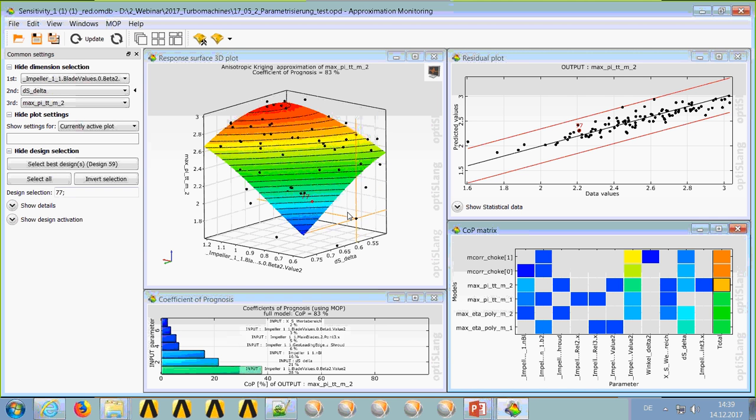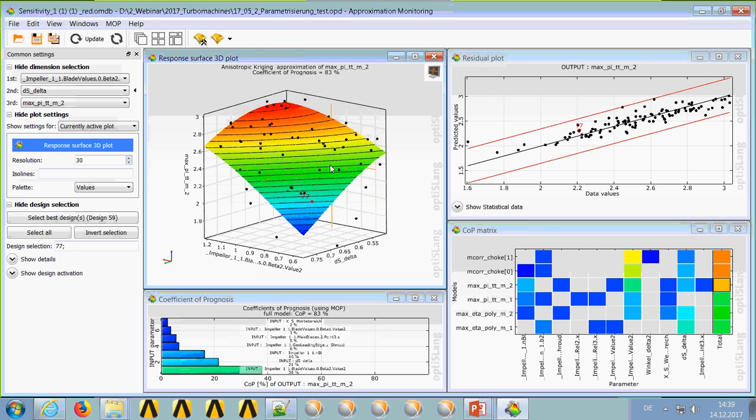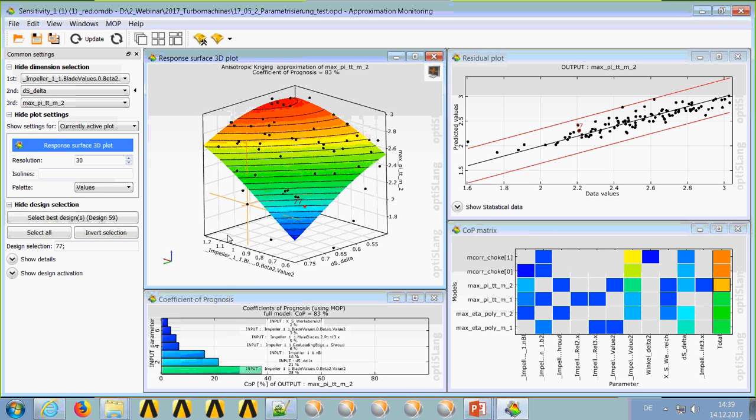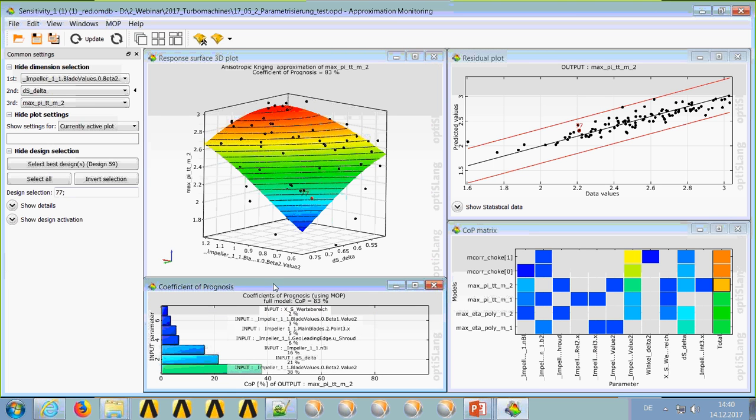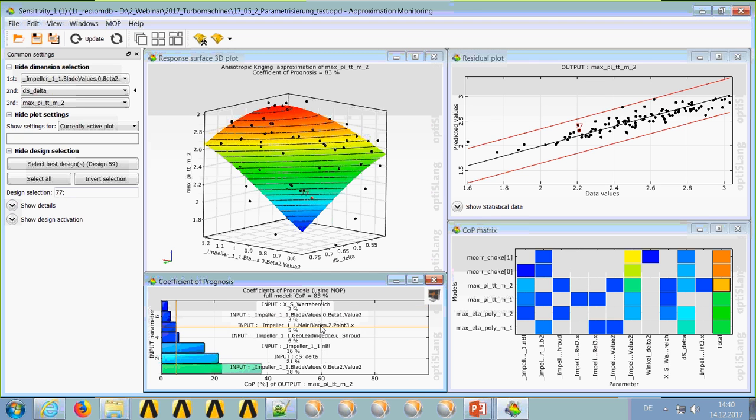You can see the optiSLang post-processing. You see the response surface. In this case, for a pressure ratio, you can see the important parameters for this response surface, for this response. Here you can see the residual plot. It's coming from the generation of the response surface itself. And you can see the COP matrix, where we have all our responses in, for example, the corrected mass, the choke mass flows, the pressure ratios, and the efficiencies for both speed lines.